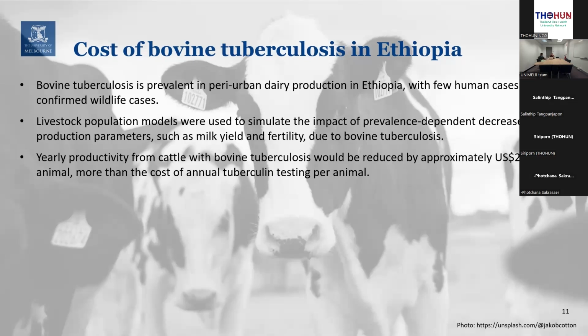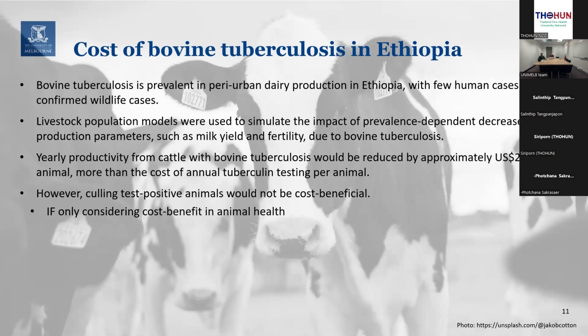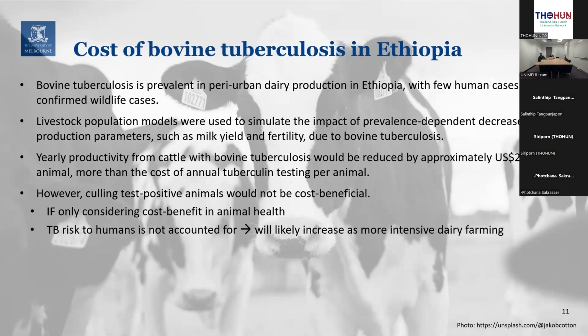So this is more than the cost of annual tuberculosis testing per animal. But if we were to extend the cost, the benefit of testing is greater now, but if we start to include culling of test positive animals, this program is no longer beneficial. And that's if we're only considering the cost benefit inside of animal health. So at the exclusion of these other areas, it doesn't seem like a beneficial program.